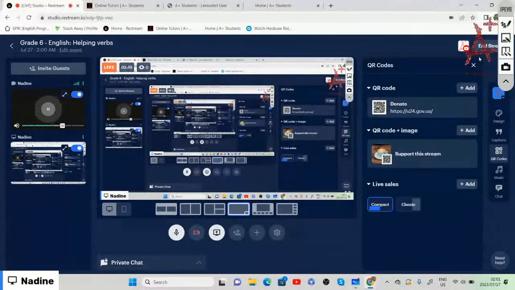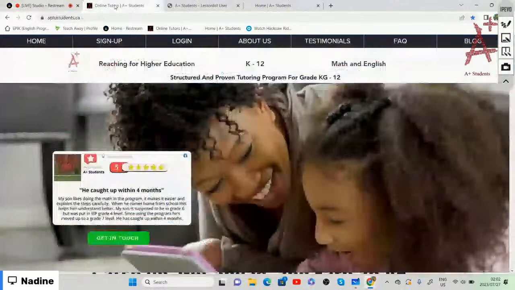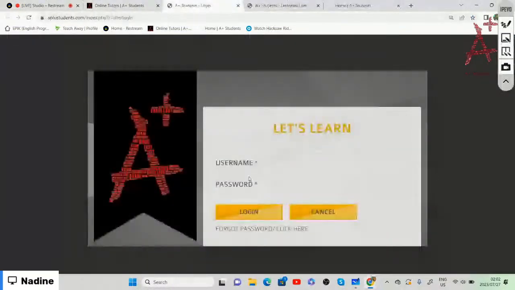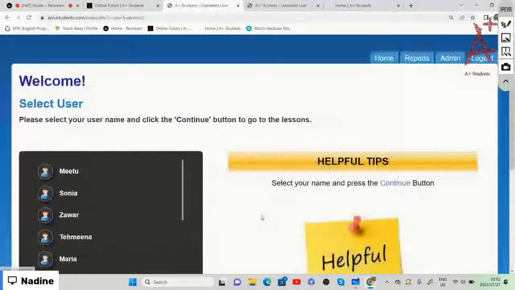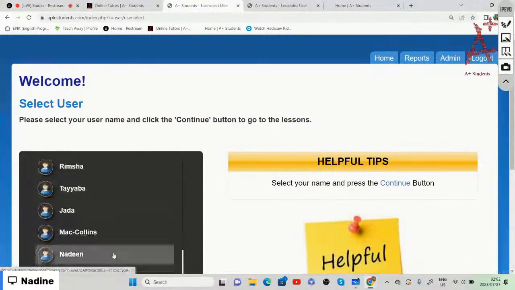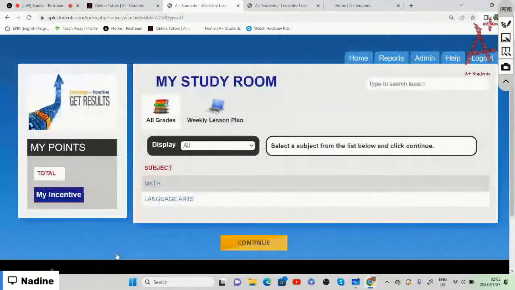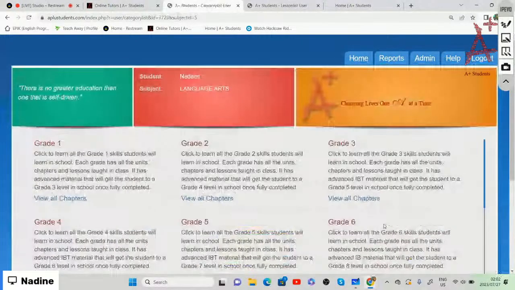All right, so before we go on to our official lesson, you're going to a+students.ca. You're going to log into the a+students.ca page, and you're going to log in with your username as well as your password. Once you've logged in, you're going to select the subject of language arts. And then we go to grade 6.